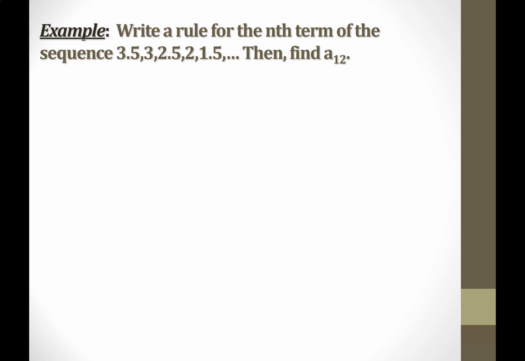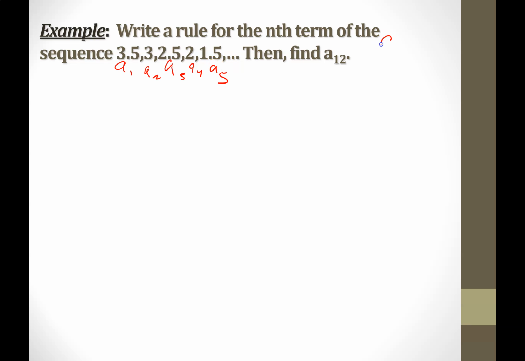Write a rule for the nth term of the sequence: 3.5, 3, 2.5, 2, 1.5. You need to come up with the common difference. So the first thing I'm going to do quickly is label it a sub 1, a sub 2, a sub 3, a sub 4, and a sub 5.